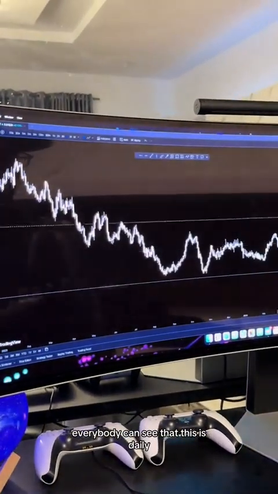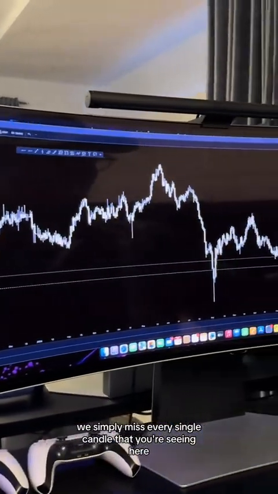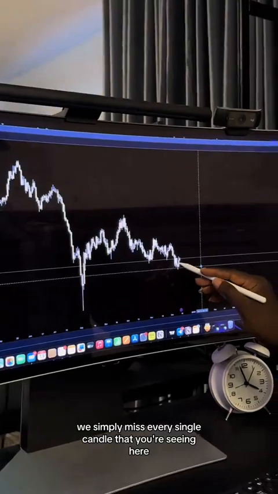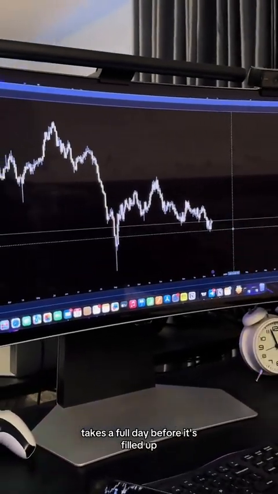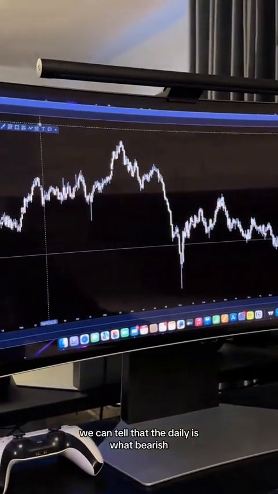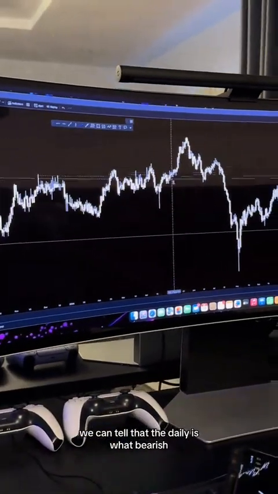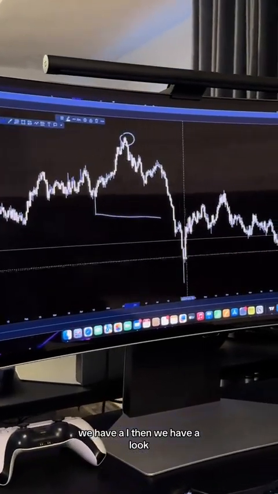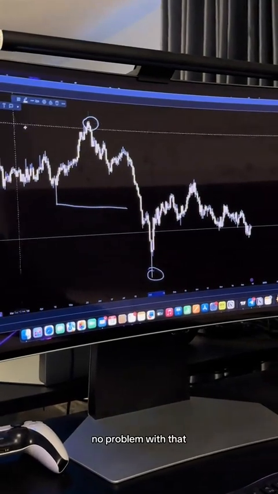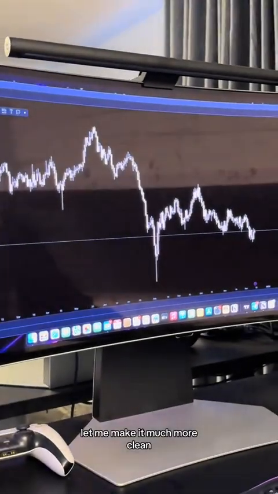Everybody can see that this is daily, which simply means every single candle that you are seeing here takes a full day before it's filled up. But looking at this daily, we can tell that the daily is what? Bearish. The market broke structure right here. We have a high, then we have a low. No problem with that. Let me make it much cleaner.